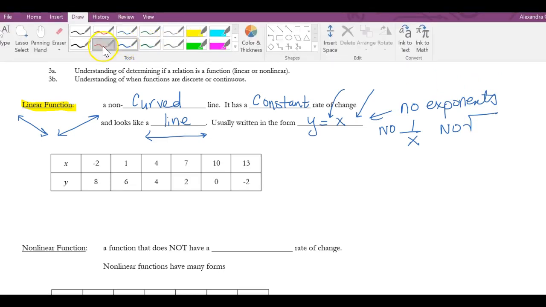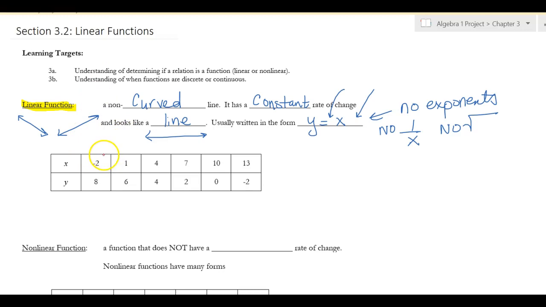This one right below us is a linear function. So to get from -2 to 1, I add 3. To get from 1 to 4, I also add 3. 4 to 7, add 3, and so on. So if you notice, the x's always change by the same amount. Now, in order for this to work, the y's also have to change by a constant amount. It doesn't have to be the same as x's. It just has to be the same the whole time for y.